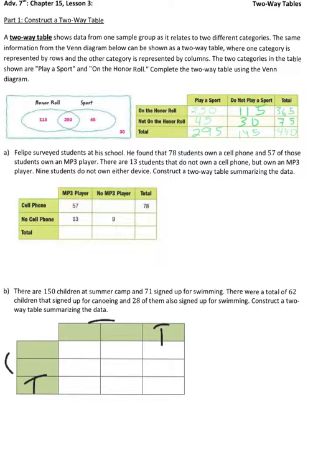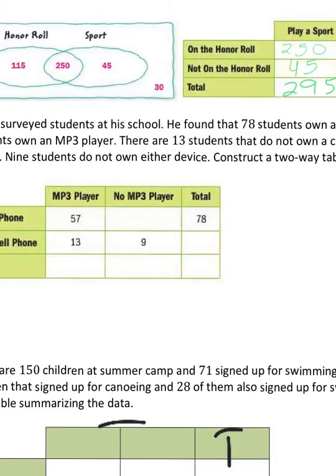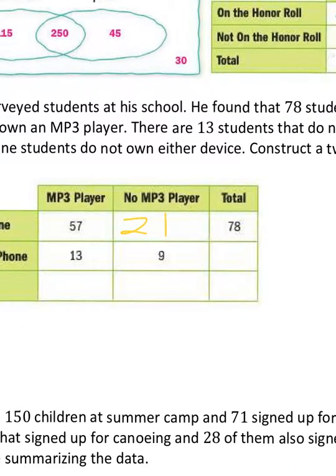So how do I get this middle box? I simply go backwards from the last one, I subtract. So 78 minus 57 is 21.